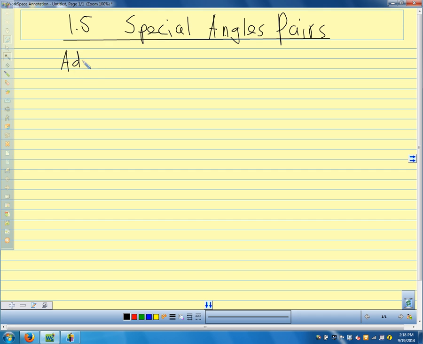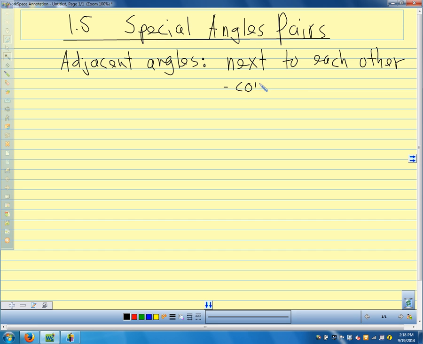First is adjacent angles. What does adjacent mean? Next to. They're next to each other. And one thing that we like to do in math is be as precise as we can. So we're going to say that they have a common side. They have the same vertex. And they don't overlap.